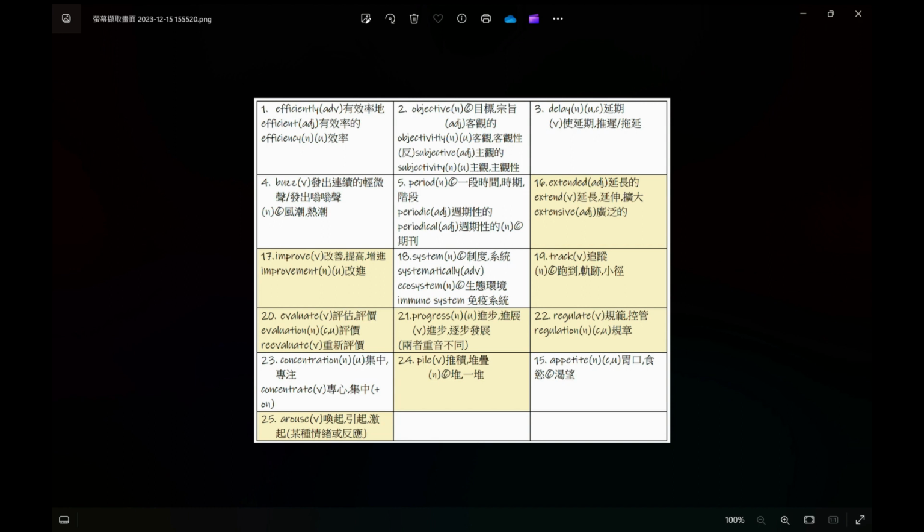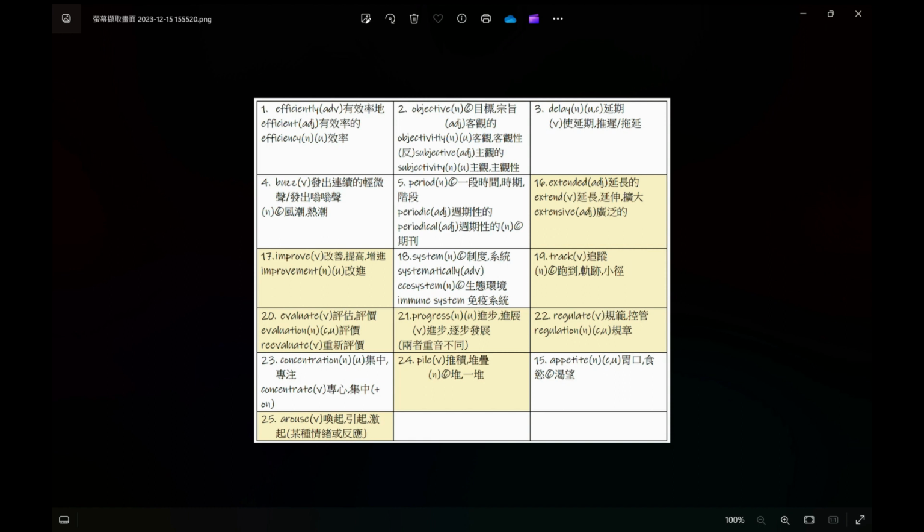And then number 18, we have system. System is a noun, of course, and it's countable. 1 system, 2 systems, like the train system, the bus system. These are systems. The adverb of system is systematically, whereas the adjective of system is systematic. And then we have something that we commonly use with system, like ecosystem and immune system. These are the 2 systems that we often use in daily conversations.